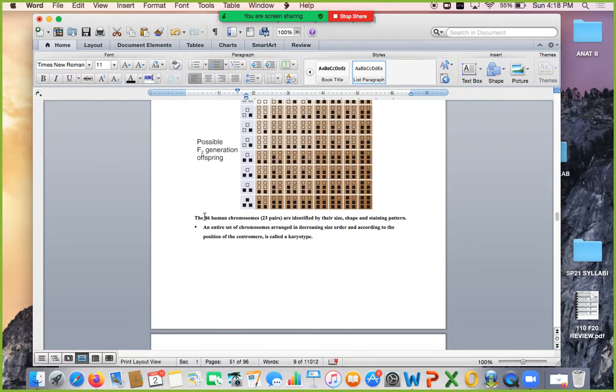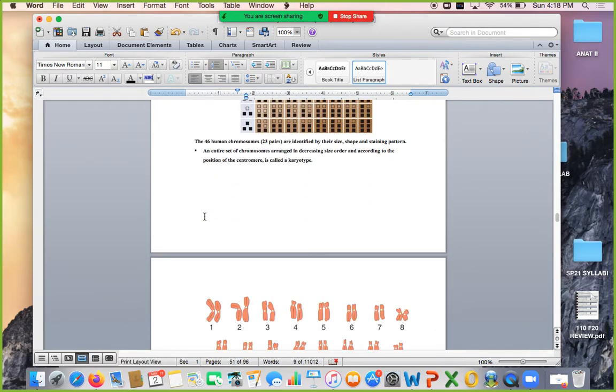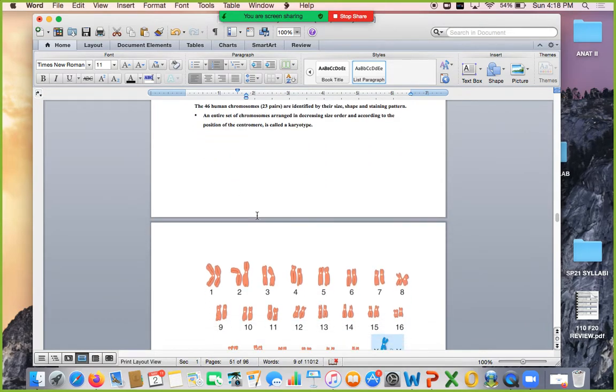I've already told you this, but the human chromosomes, there's 46. That's called 2N. 23 would be N. We have 23 pairs. 22 of them are called autosomes. That means that they are not sex chromosomes. And then 1 pair is the XY. If we were to look at all of the chromosomes, we would call that a karyotype.